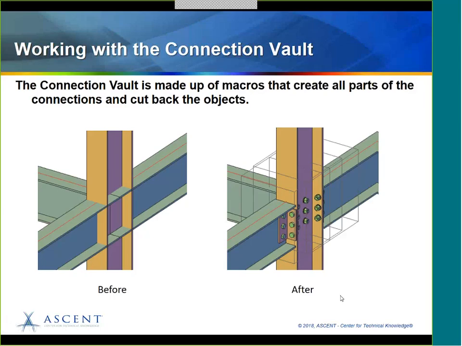The Connection Vault is made up of macros that create all parts of the connections and cut back the objects. So, for example, we have our before picture over here where the beams are coming into the column. We need to have all that coped back and cut back and everything. And you need to have your plates and bolts added. Well, these macros are going to do all that for you. So here in my after shot, you can see it actually has trimmed the beams. It added the plates. It added the bolts and did all the work for you.